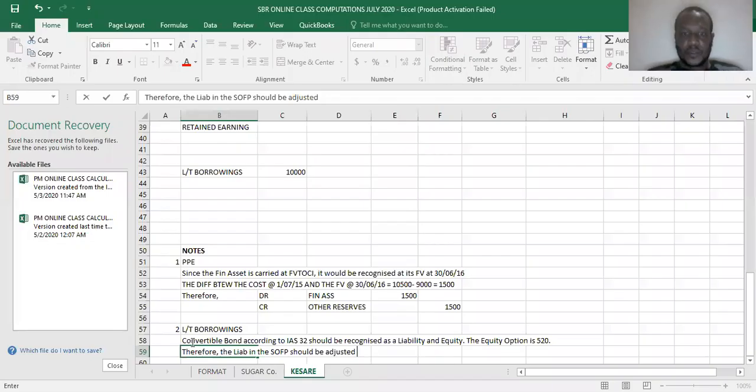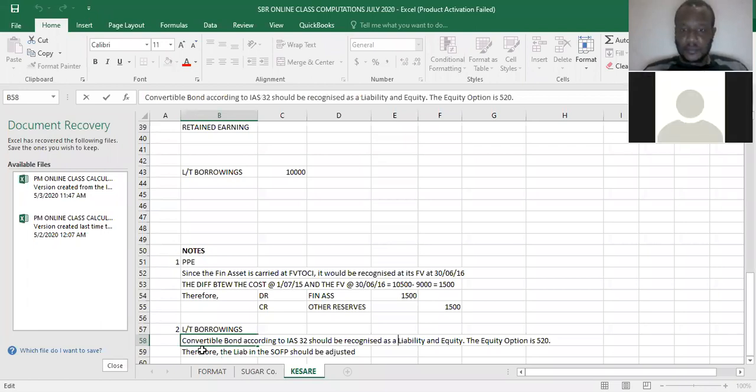Okay, so like Judith said, that was 400, right? Is Judith still here? Yes, it's possible. So the equity option is 400. So 400, therefore, the liability in the statement of financial position should be adjusted by that 400.